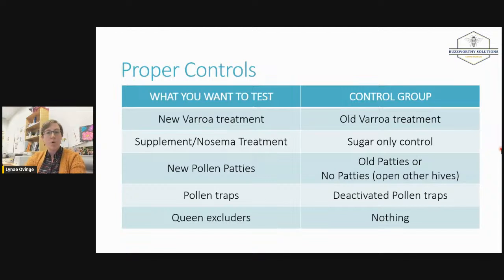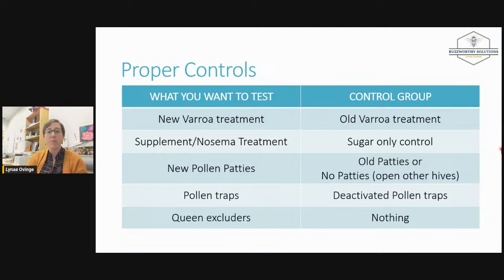So I'm going to go over some other controls to really drive this in. So if you want to test a new Varroa treatment, your control group is your old Varroa treatment. Okay. It's not untreated. If you want to test supplement or nosema treatment, these are generally put in sugar water. So you want to have a sugar-only control so that we're not comparing some hives that had a cup of sugar dumped on them with some hives that weren't open and didn't get a cup of sugar dumped on them.